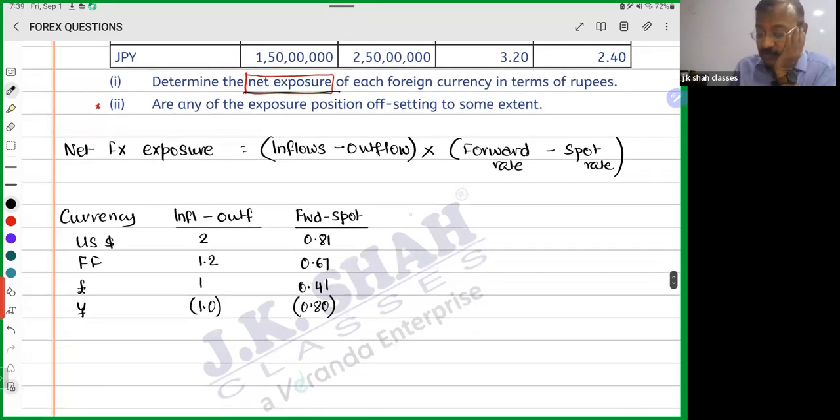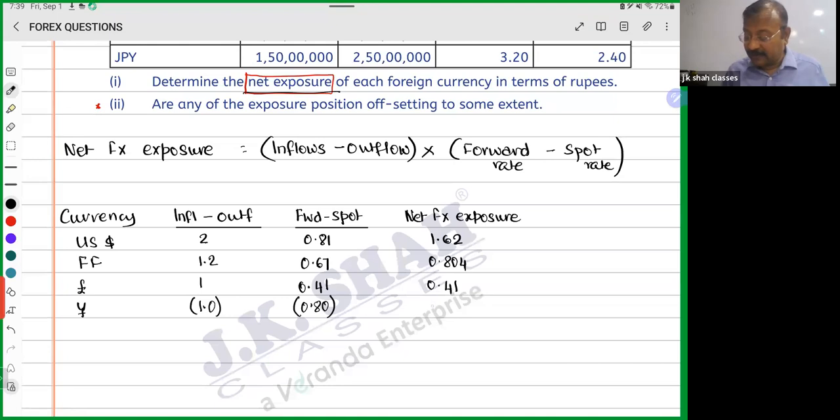Therefore, net forex exposure is (1.62) positive, and 1.2 into 0.67, 0.804, 0.41, and this will be 0.8 positive. There's an outflow and forward minus spot.